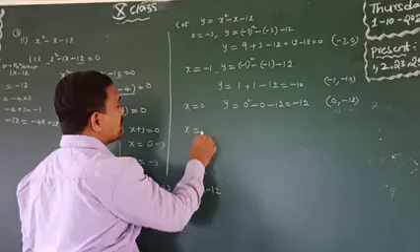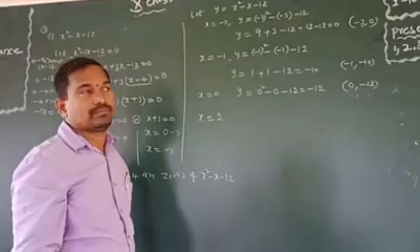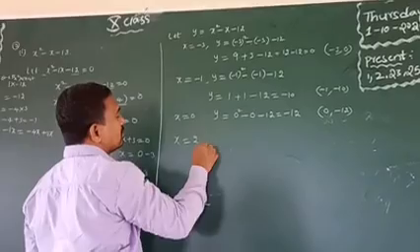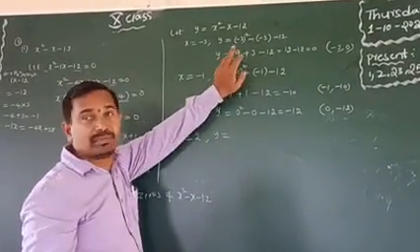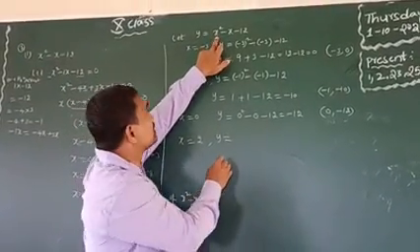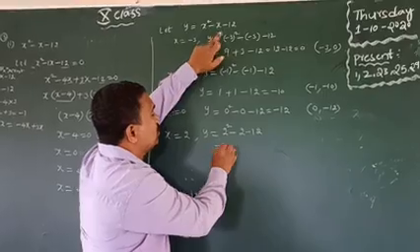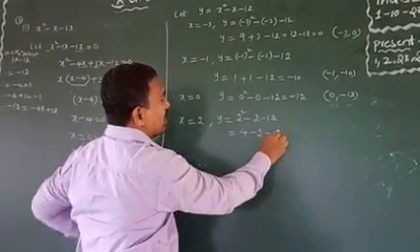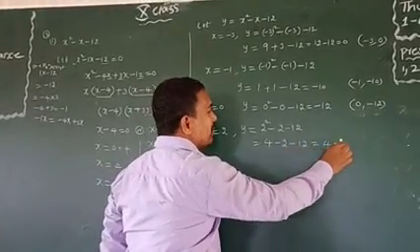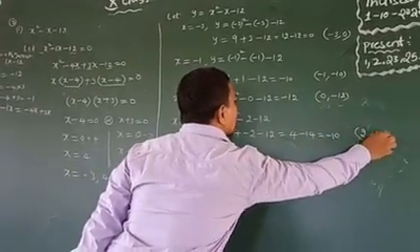Next, take x equal to 2. So substitute x equal to 2 in y. Substituting means replace x. X is replaced by 2. X square means 2 square, minus 2, minus 12. 2 square is 4, minus 2, minus 12. So 4 minus 2 minus 12 is minus 10. That is 2 comma minus 10.